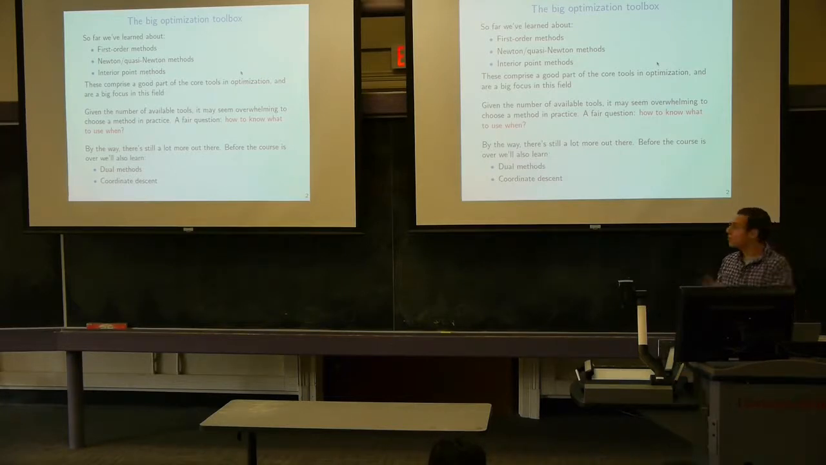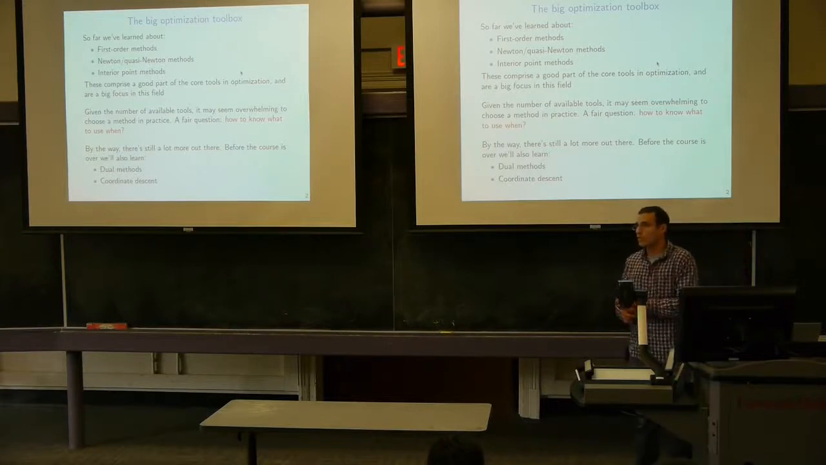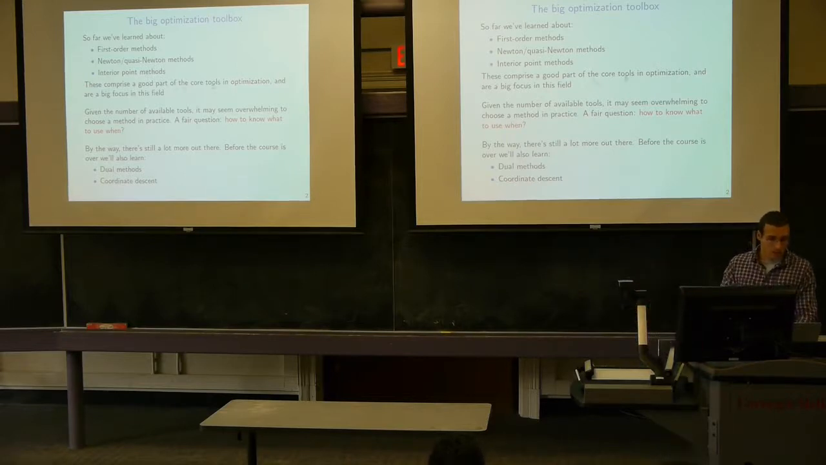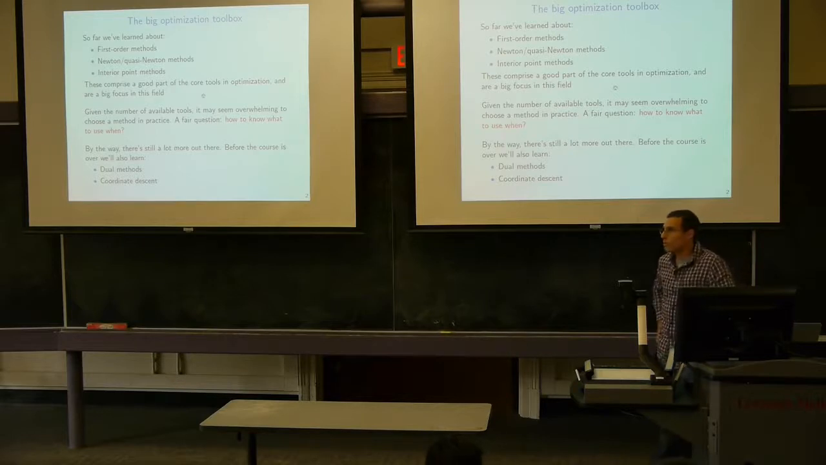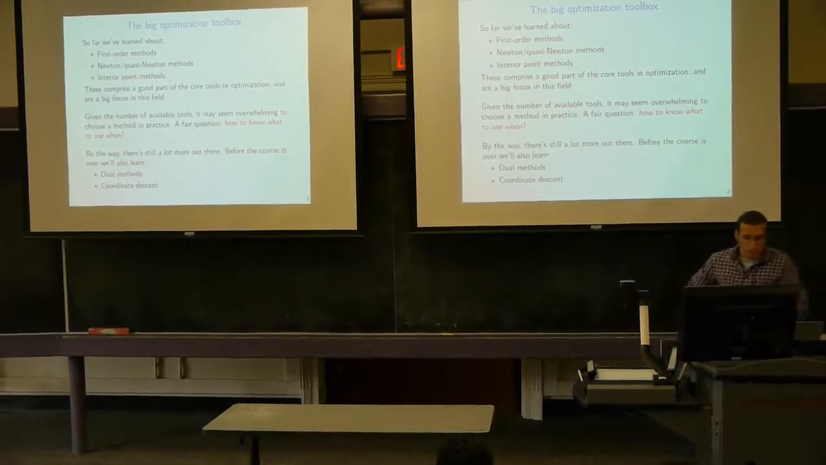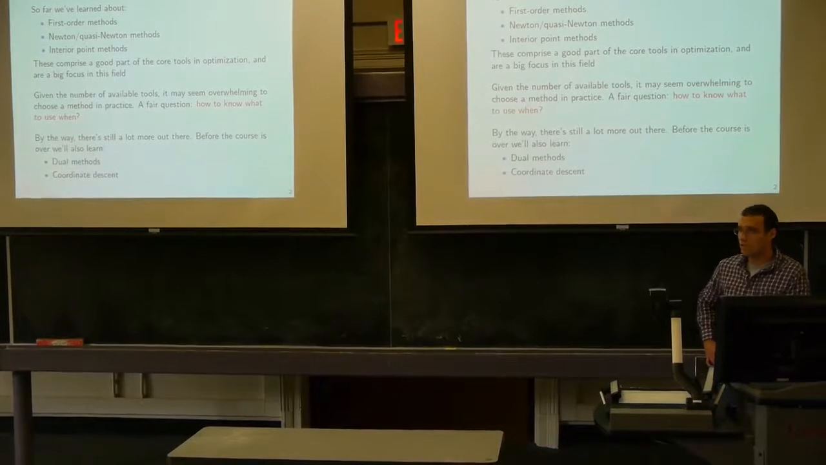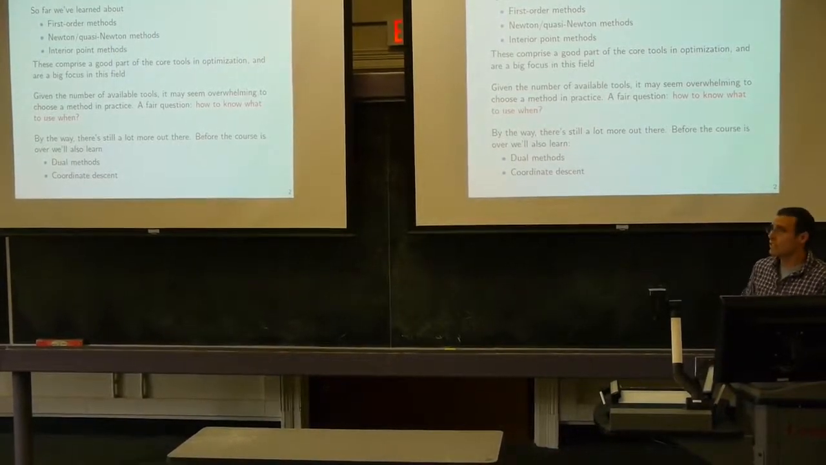We learned about Newton's method and then some quasi-Newton methods. I lumped those together in the same category. Newton's method uses the Hessian. The quasi-Newton methods try to approximate the Hessian, and don't actually use the Hessian itself. And then a bunch of interior point methods. These comprise a good part of what people study in optimization. If you took a class in optimization in another department or another school, you'd likely learn these methods. These are really the bread and butter of the optimization field. I don't know how many methods we learned off the top of my head, probably something like 9 so far, and we'll learn at least 2 more before the class is over that aren't in these categories.